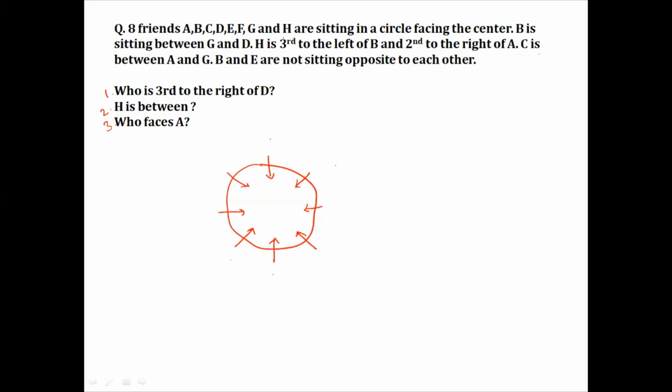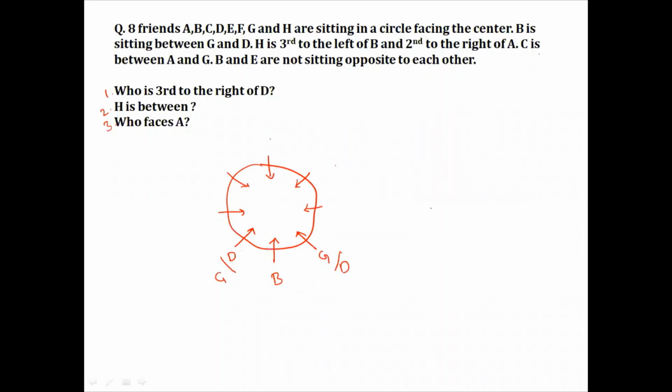First one says B is sitting between G and D. Now I am taking B here. B is sitting between D and G. So you can take D and G like this, or you can take G or D like this. So between means it can be left side or right side, but it should be immediate between. So B should be in the middle of D and G. So if you take D to the left side of B, G should be the right side of B.